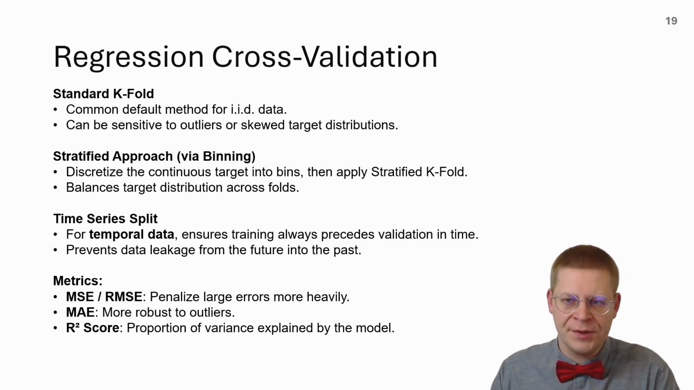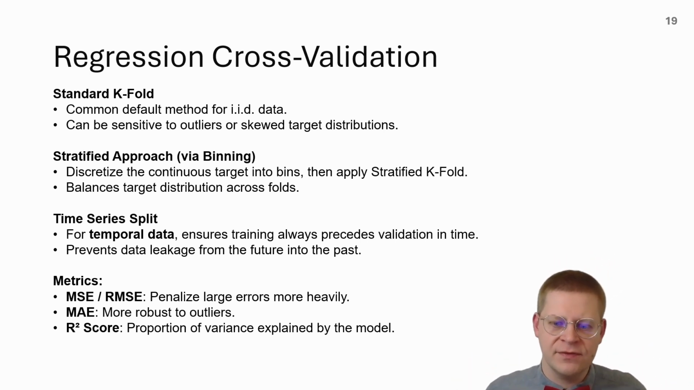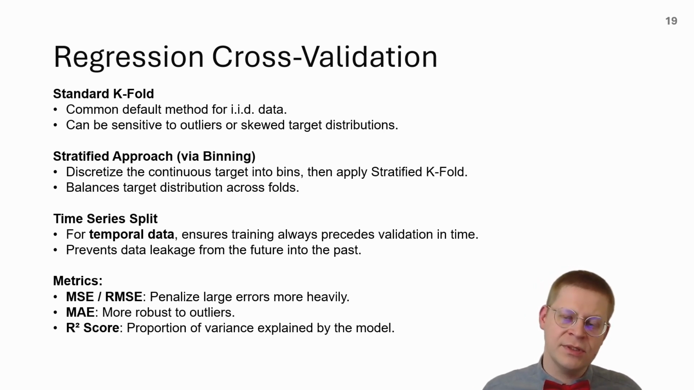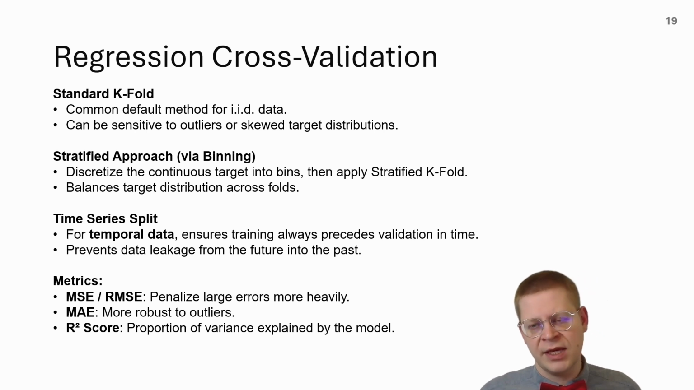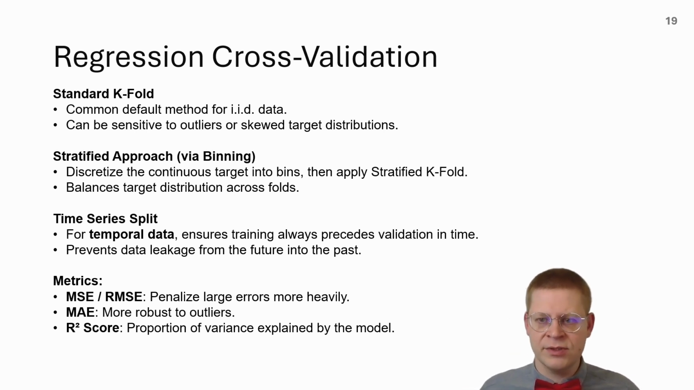And when we're switching from classification to regression, we deal with continuous targets, like a house price or sales forecast. If the data is independent and identically distributed and not too skewed, just use standard K-fold and that will be fine. However, if the target distribution is heavily skewed or has extreme outliers, we can create bins of the target values and then do a stratified-like approach to keep folds consistent.